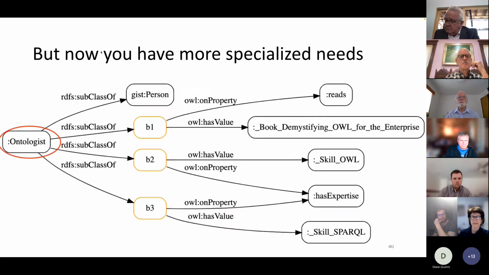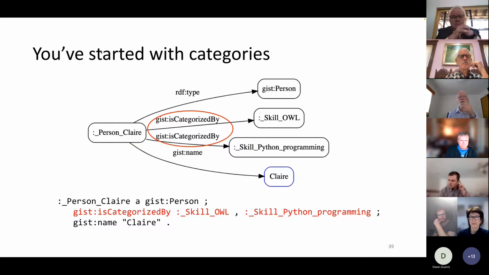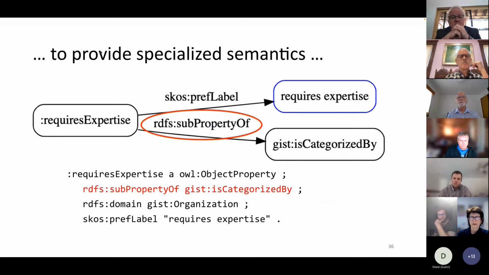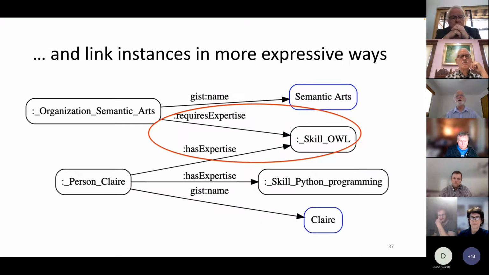We talked Rebecca, about, yeah. Quick question. Can you go back to that slide? Do you intend that requires expertise is a subproperty of categorized by, or just has expertise? No, both. Both are. Oh, both. Okay, thank you. Oh, yes, I see that now.